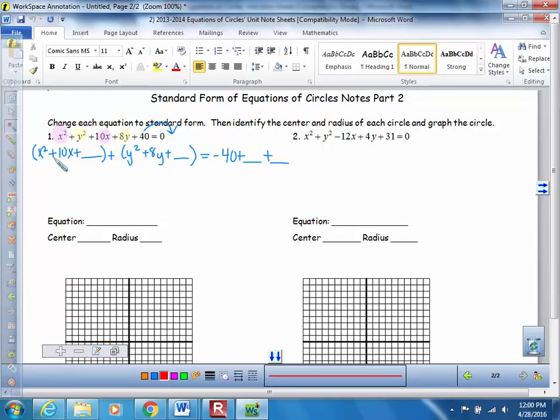Okay, so to complete the square for x, I'm going to take my b, which is 10, divide it by 2. That gives me 5. I'm going to square 5, which gives me 25. So 25 would go in the blank with the x's, and 25 would be going here.